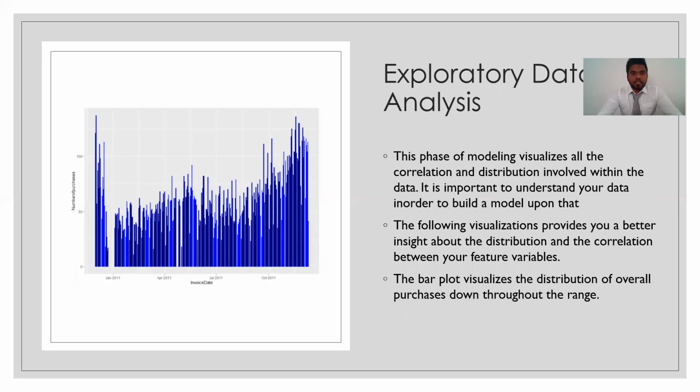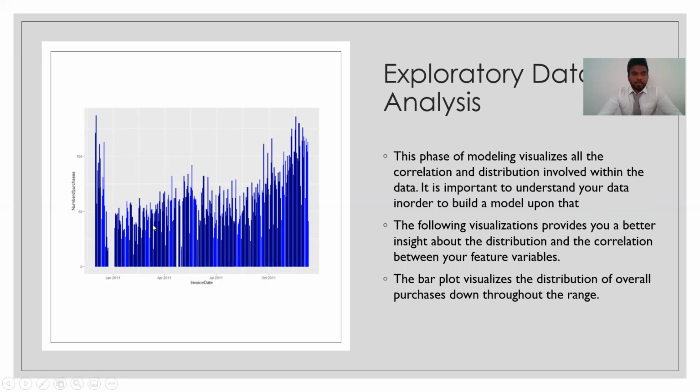The next phase is the exploratory data analysis. In any machine learning model, it's important to explore your data and find out the distribution and the correlation between the feature variables. So I grouped the entire data and found the distribution of the number of purchases which happened throughout the calendar year 2011. I've used a spot plot to visualize its distribution.